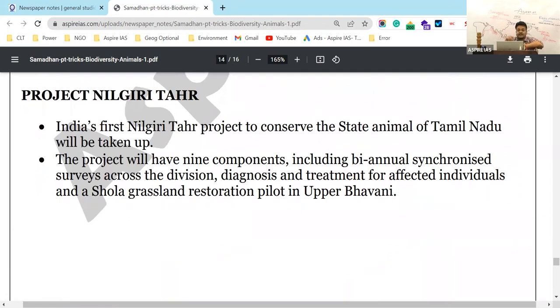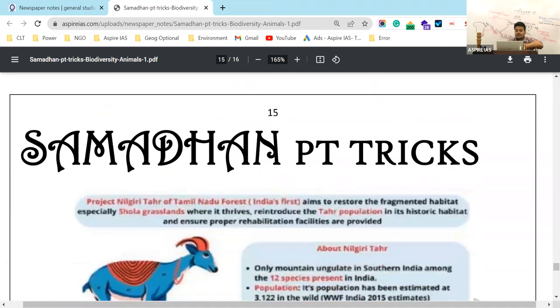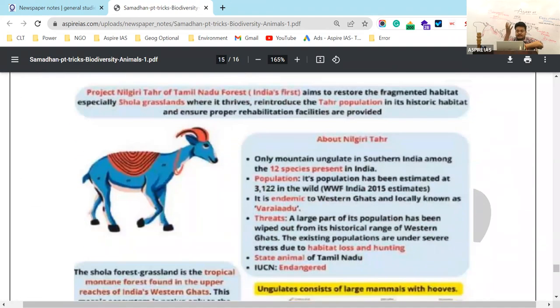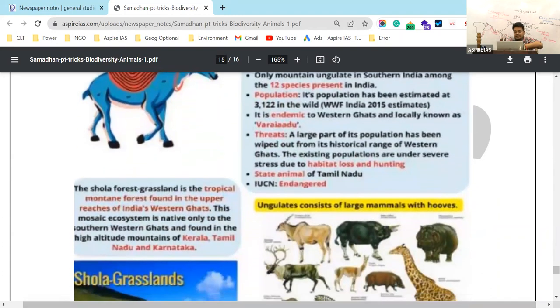Then Project Nilgiri Tahr, India's first Nilgiri Tahr project, as the state animal of Tamil Nadu, is taken up by Tamil Nadu itself under the Shola grassland and the upper Bhavani river. So yaad rakhiyega, Nilgiri Tahr ek bakri ki tarah hai. 12 species present in India. Project Nilgiri Tahr, India's first, in the Shola grassland. Tahr population ko badhane ke liye, it is endemic and vulnerable to India. Endemic and vulnerable.